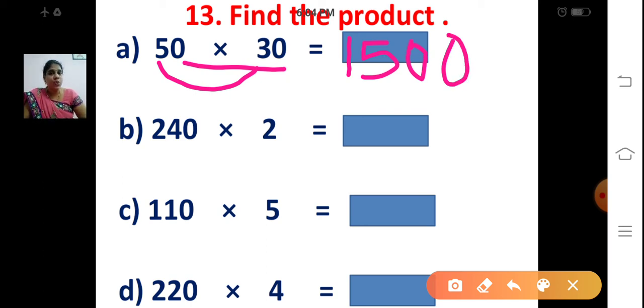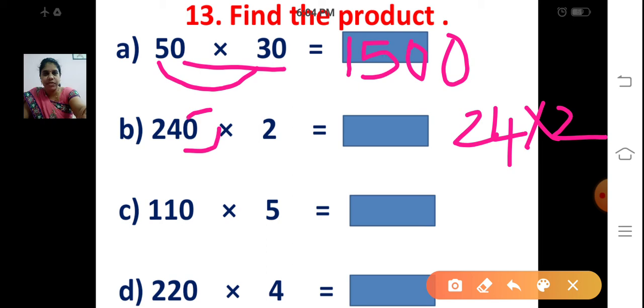Second one. 240 into 2. We are going to multiply 240 into 2. We are going to multiply 24 by 2. This 0 you ignore it. Afterwards we'll add it at the last. So now 4 2s are 8.